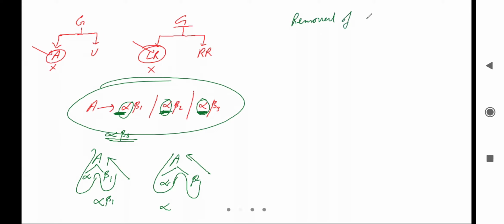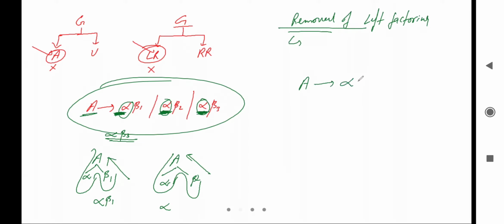Removal of left factoring. What is the problem here? This prefix, or this factor, is the problem. Firstly, what we require is the alpha. So we can say here, A goes to alpha.